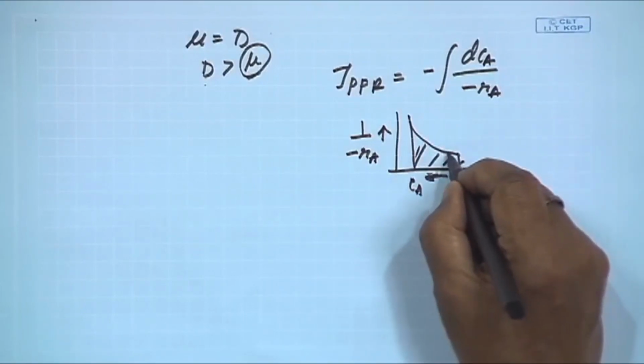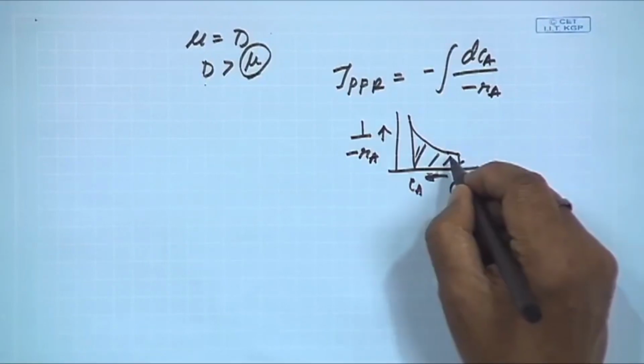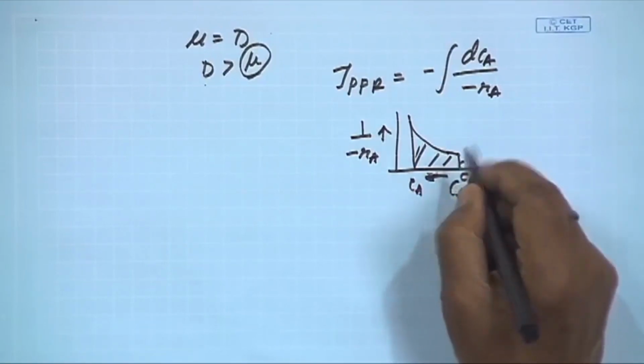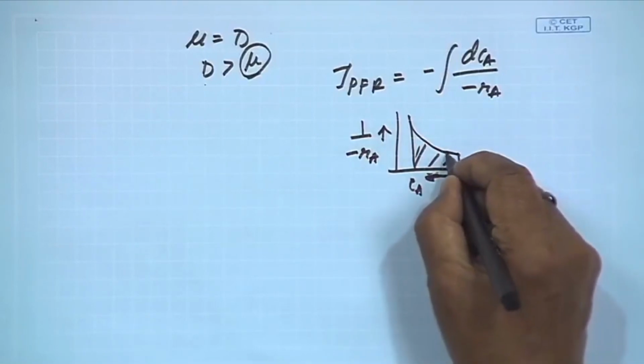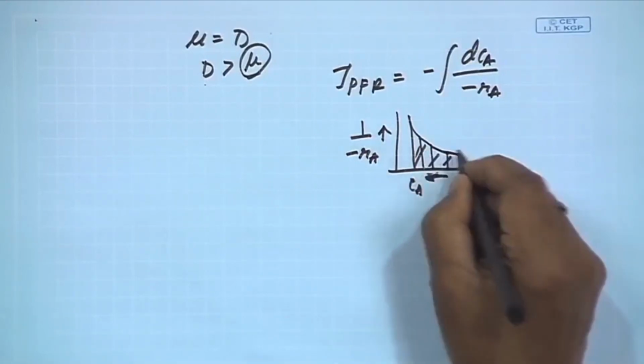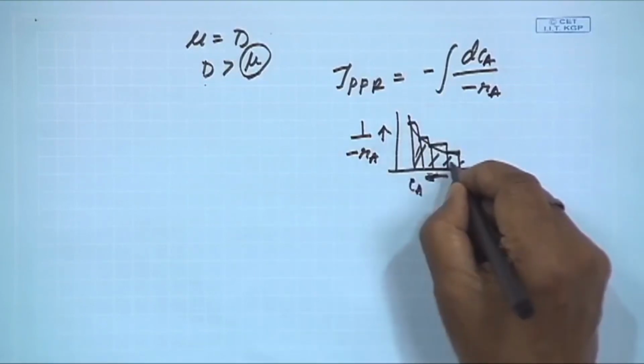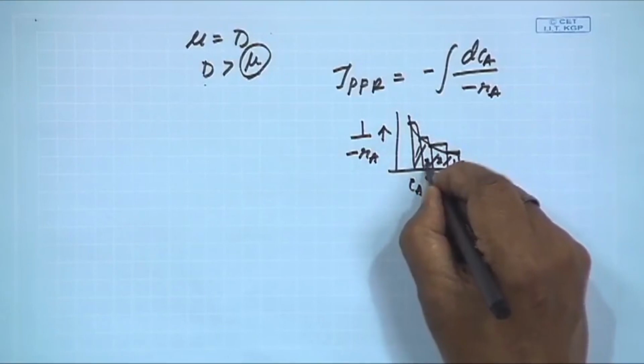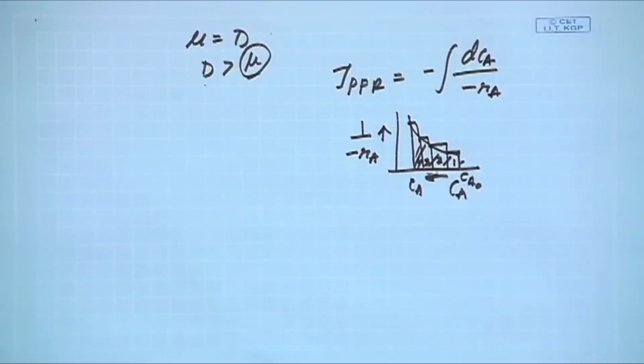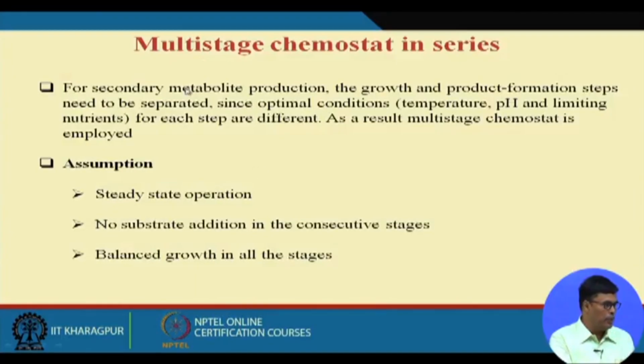Now we observe this plug flow reactor is very difficult to operate, because in a plug flow reactor there should not be any kind of back mixing. If you have, in place of that, multiple CSTRs in series, then that will be equivalent to a plug flow reactor: 1, 2, 3, 4. This is exactly what we try to find out for secondary metabolite production, that growth and product formation steps need to be separated, optimizing each step in a multi-stage chemostat process.